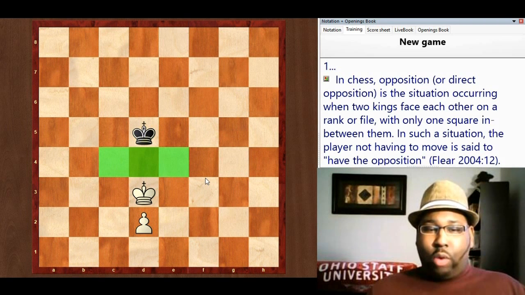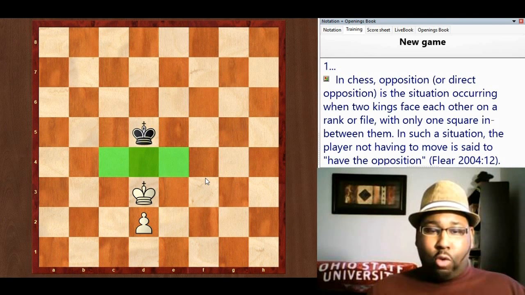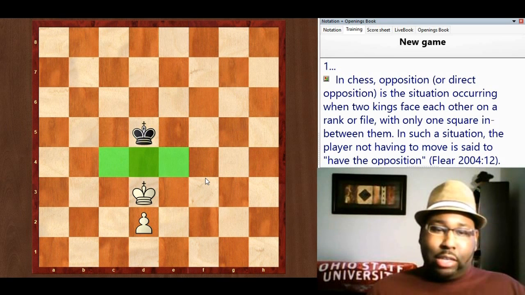For me, a lot easier way to understand and grasp it is to think whichever side can move forward has the opposition. Like if my king here can move into the green squares, C4, D4, or E4, then I have the opposition. So if you can step forward into your opponent's king's territory, then you have the opposition. That's a lot easier for me to remember than the book definition. But for you, try to remember the book definition or my way. The important thing is just to remember it so you can apply it in your games.